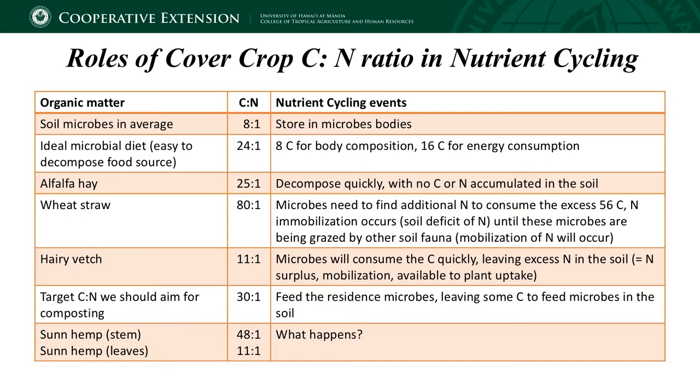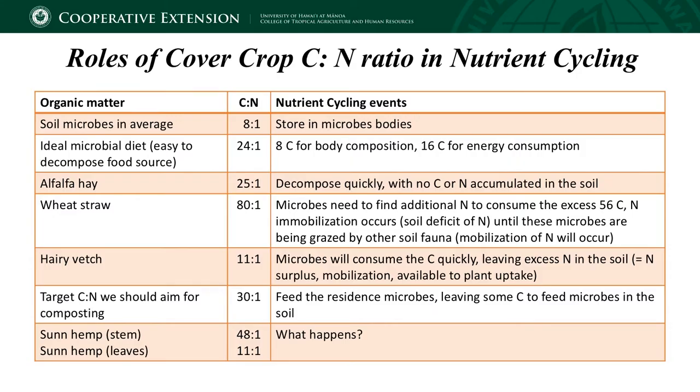On the other extreme, wheat straw has 80 to 1, so when you incorporate wheat straw into the soil, microbes will need to find additional nitrogen to consume the excess 56 carbon that they take in from the wheat straw. This will result in nitrogen immobilization, or later nitrogen deficiency in the soil, until these microbes are grazed by soil fauna such as mites or nematodes. Only then can the nitrogen in the microbe body be released. So it's not all bad, you just need bigger soil fauna to decompose these microbes.